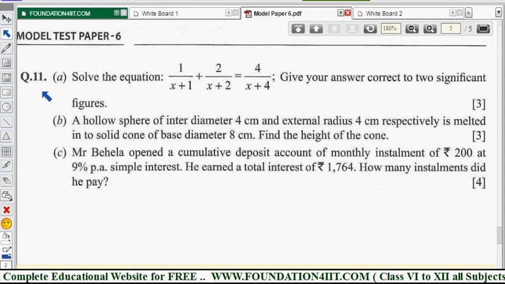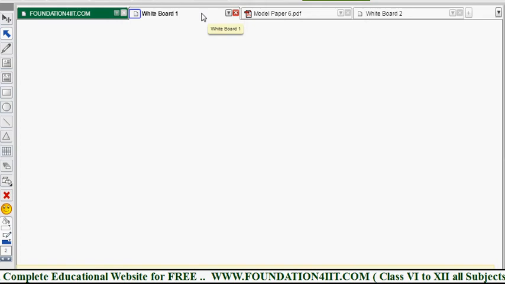Now let us solve this last question from this paper. First one is: solve the equation 1 by x plus 1 plus 2 by x plus 2 is equal to 4 by x plus 4. Give your answer correct to two significant figures. So we'll get a quadratic equation, and by using the quadratic formula we'll find this. Let me take the equation first and we'll use the formula.